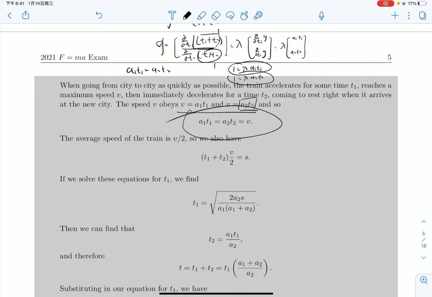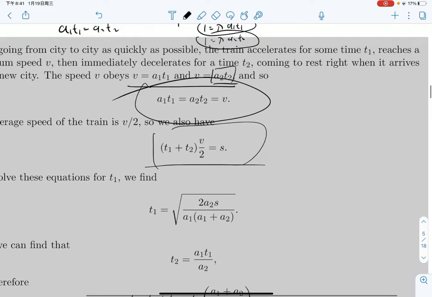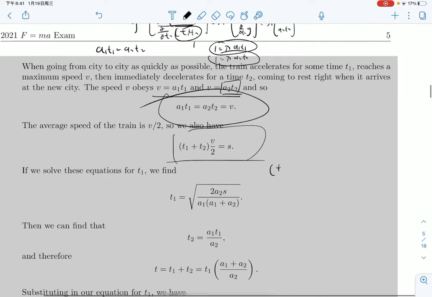And now we can find the total time used, using the average velocity over here. So basically (t1 plus t2) times v divided by 2 is equal to s.